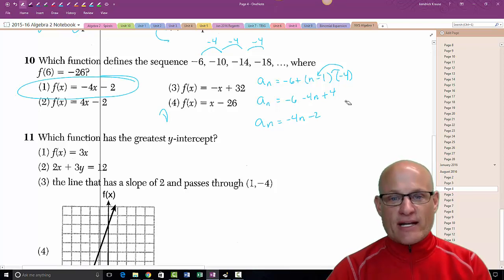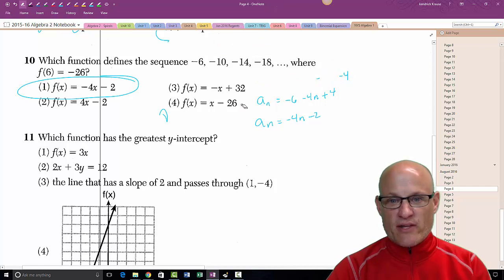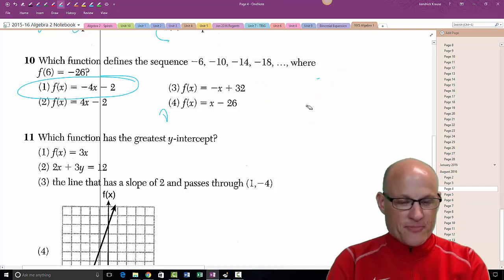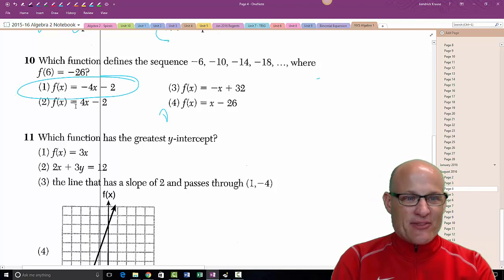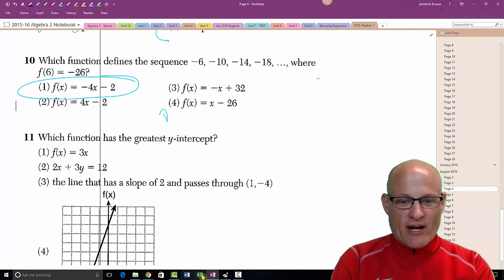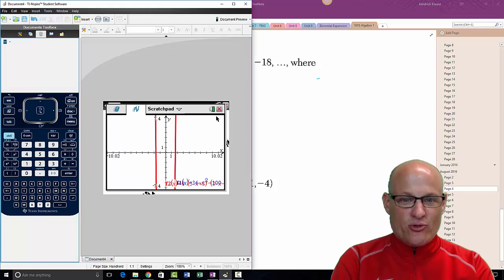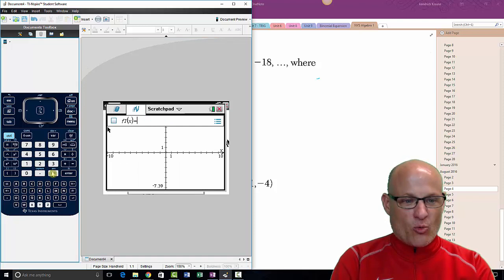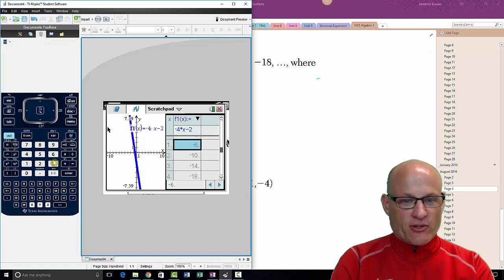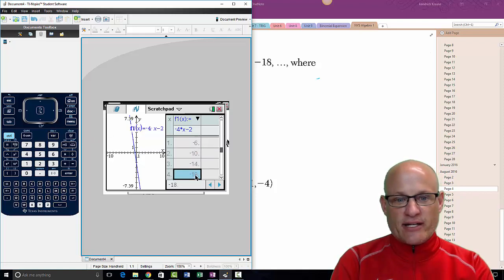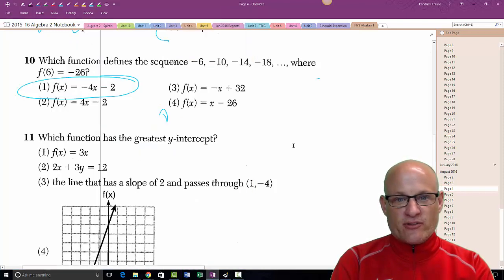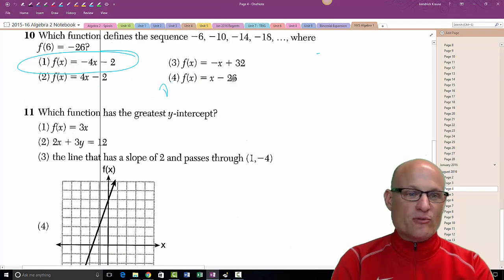Now, if you didn't recognize this as an arithmetic sequence, one of the other things you could have done is type this first function into your graphing calculator. Again, everything's about using your tools to help you. If I can graph this in my graphing calculator, why not? Negative 4x minus 2. I hit enter, go to Control T, and go to my table, and I say, okay, what's the first term? Oh, negative 6. What's the second term? Oh, negative 10, negative 14, negative 18, negative 22. Isn't that what I have here? Yeah, there's another tool for it.